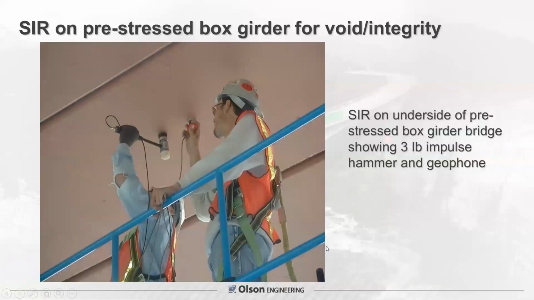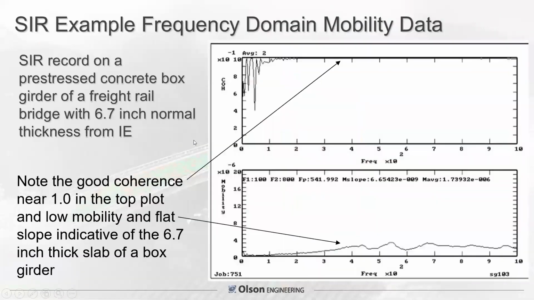So for structural applications, we did a lot of testing on these pre-stressed box girders for void and integrity. And this just shows the geophone could be used in an upside down fashion and impacting with the 3-pound instrument hammer that measures that impact force. So the mobility plot here versus frequency, and what you see when the coherence is near 1, this is good quality data. This is relatively low, relatively smooth.